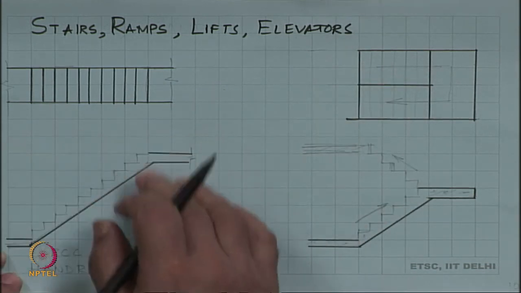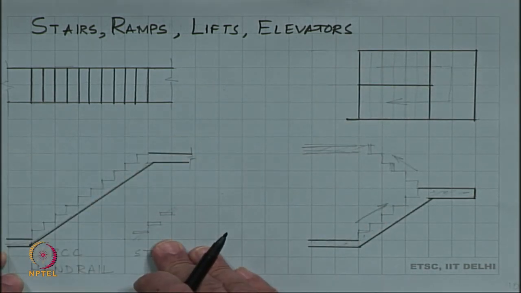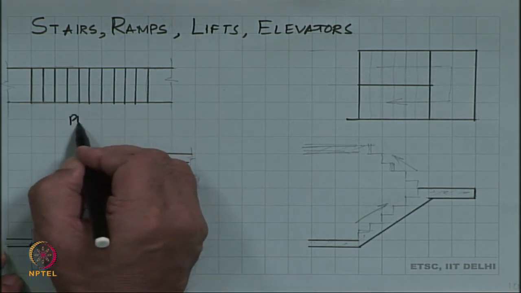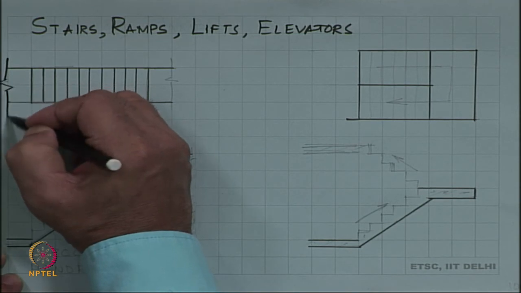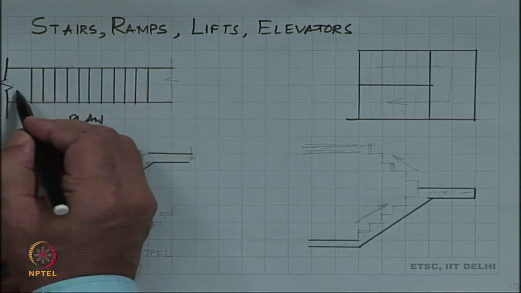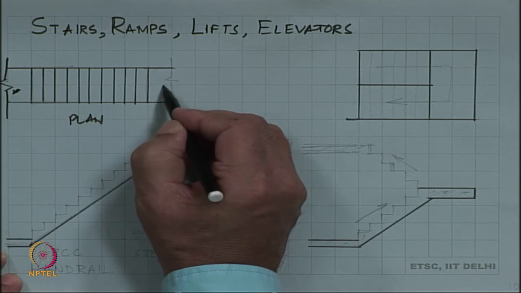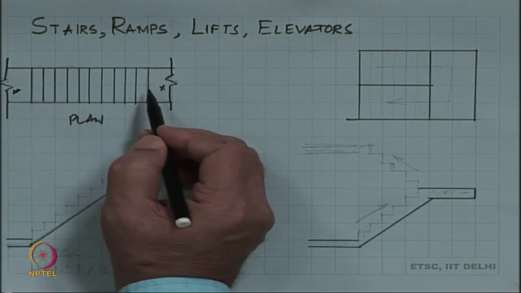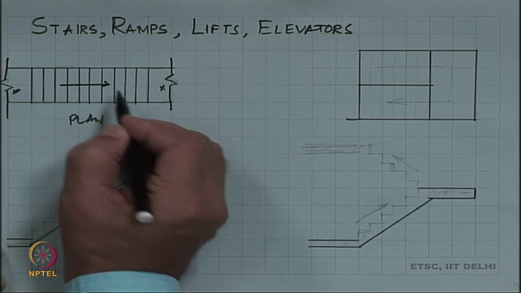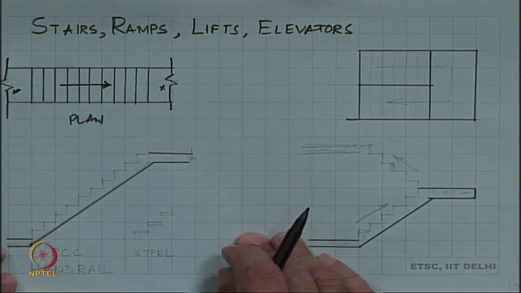So, let us look at first a simple staircase. In the plan view, this is what we will show. This floor is at the lower level, and this floor is, say, at the upper level. And the direction in which the stairs go up is shown by an arrow.